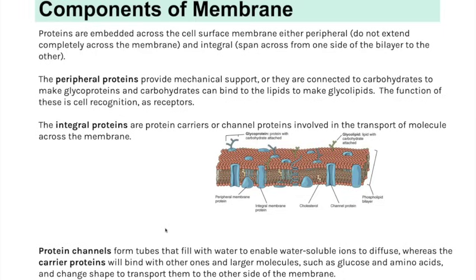The integral proteins are protein carriers or protein channels involved in the transport of molecules across the membrane. Protein channels are tubes, and these fill with water, which will enable water-soluble ions to diffuse across the membrane, whereas the carrier proteins will enable molecules to bind with them, and therefore larger molecules like glucose and amino acids can cause those carrier proteins to change shape and therefore transport the molecule to the other side of the membrane.